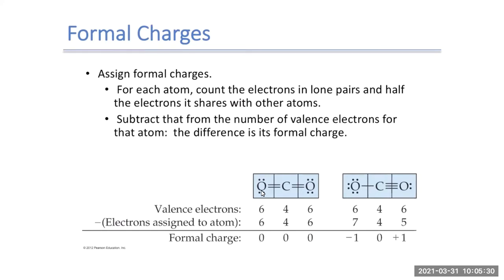Now, if we're trying to figure out how everything's assigned, we can use a little equation. Our formal charge is going to equal our valence electron count. So how many valence electrons is it supposed to have? Minus the number of bonds it forms. So our number of bonds, kind of minus the lines, minus the number of electrons in the lone pairs.